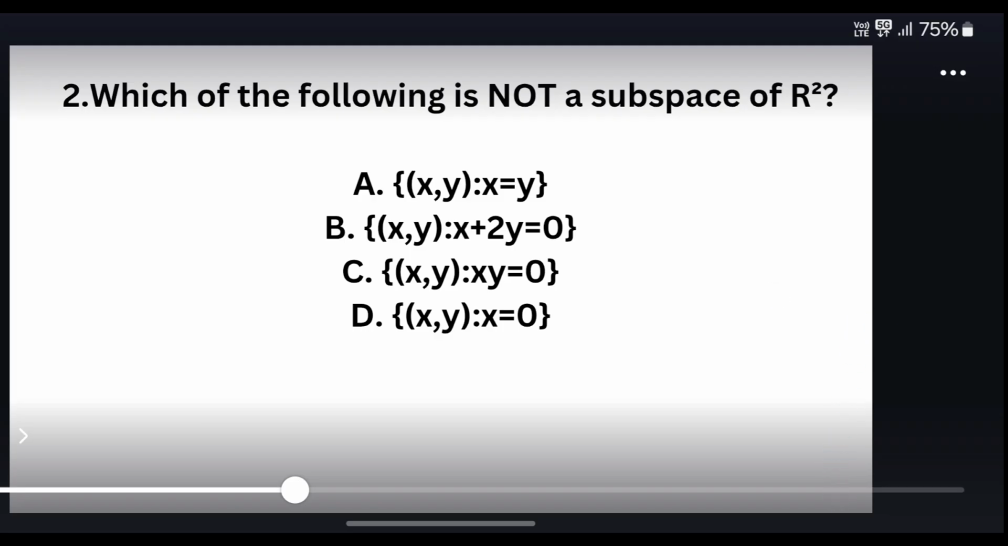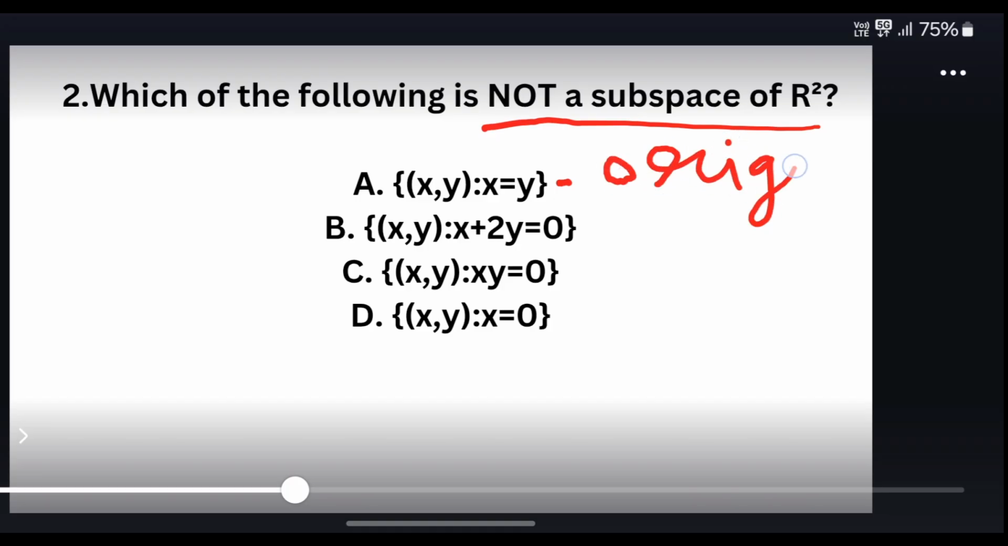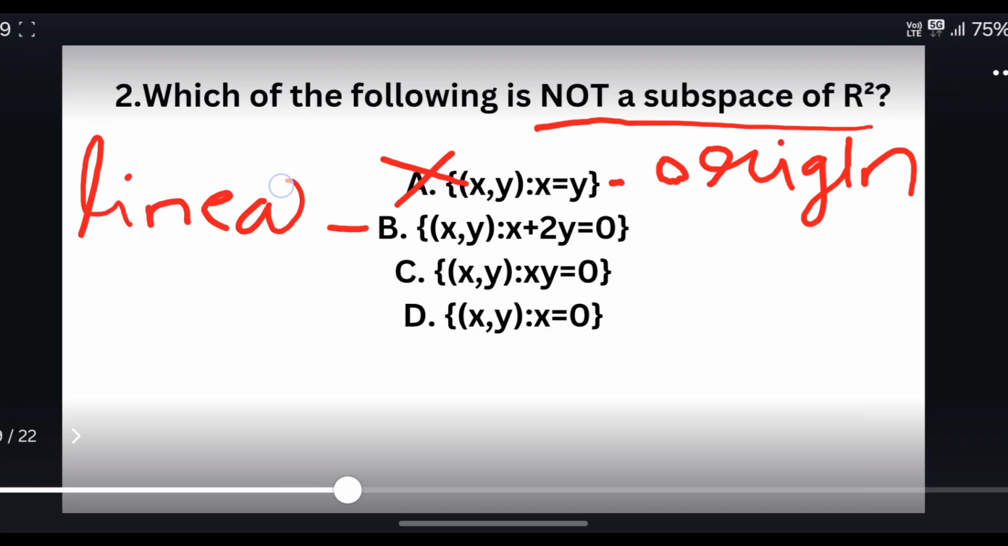Second MCQ: which of the following is not a subspace of R square? First observe the first one. Here (x, y) such that x equal to y. This equation is a line passing through the origin. When a line passes through the origin, that set satisfies all the conditions of a subspace. So this is a subspace. And what about option B, (x, y) such that x plus 2y equal to 0? This is a homogeneous linear equation, which is also passing through the origin, so that is also a subspace.